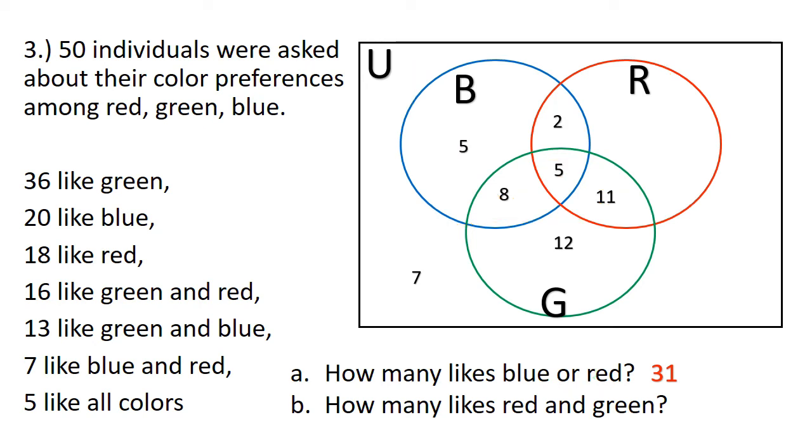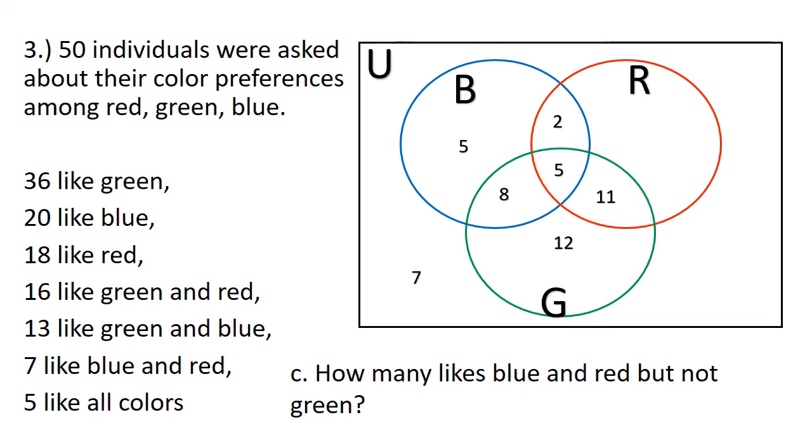Question number 2. How many like red and green? We have another keyword that we need to be cautious about. If we have here and, it means intersection between red and green. And that area, red and green, is this area in our Venn diagram. So we have to add these two figures, 5 plus 11. So the total number of individuals who like red and green is 16.